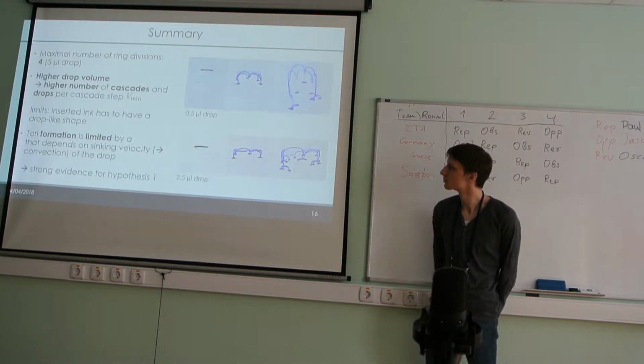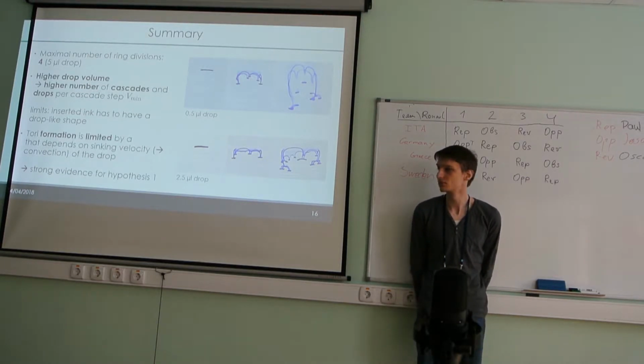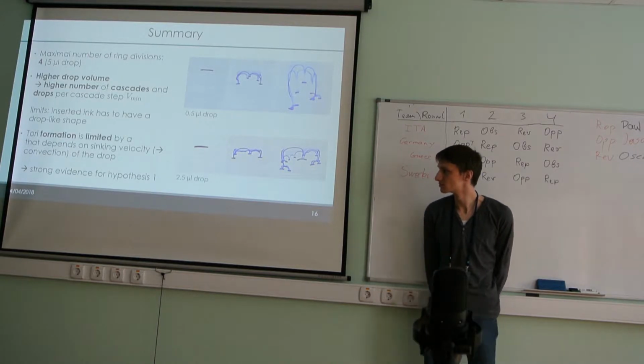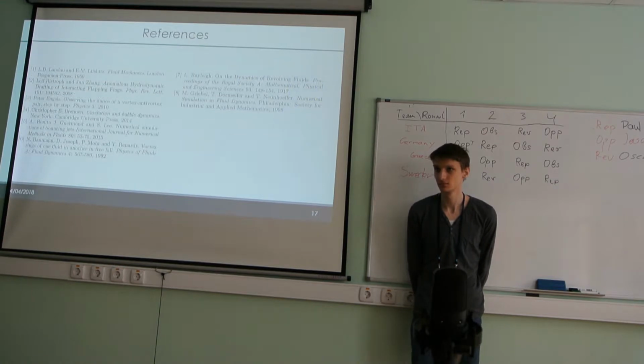So to sum up, the maximum ring division we observed was 4. We also observed that the minimum droplet volume exists, and that it depends on the volume of the initial droplet. Here are my references, and I'd like to thank you for your attention. Thank you.